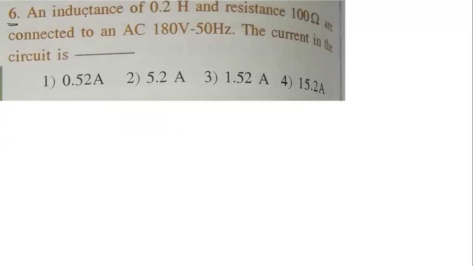Question number 6. An inductance is given, 0.2 Henry. Resistance is given, 100 ohm. Connected to an AC source. This is VRMS and this is frequency. The current in circuit is how much we need to find out. What we need to find out? Current in circuit. So here resistor is not there. Forget about resistor. This circuit is very simple like this now. This is an inductor and there is a resistor and these two are connected to AC.